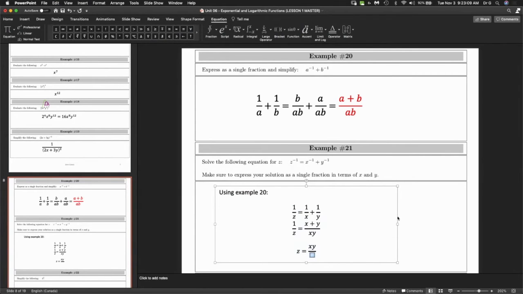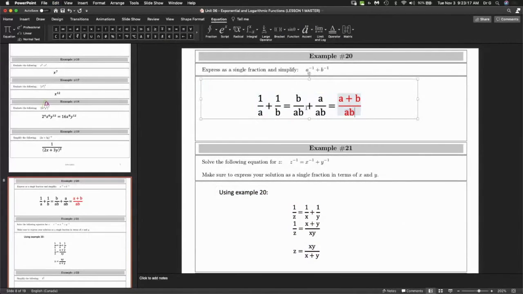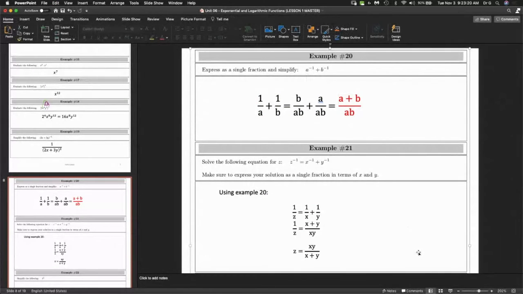This question is like, do you remember the question about Bob and Mary painting houses together? If you remember that question about painting houses, that's exactly the process that we did for that question.